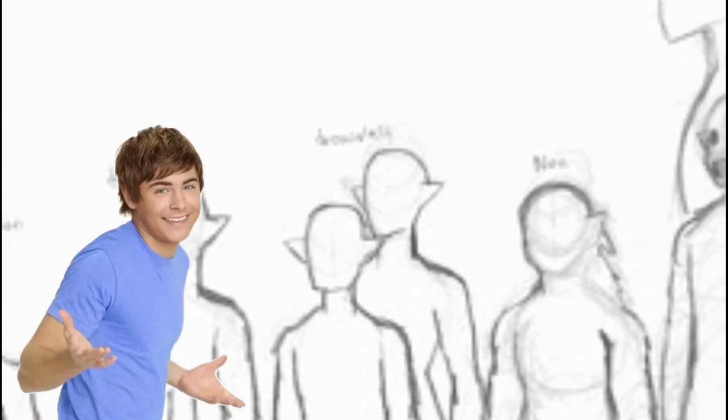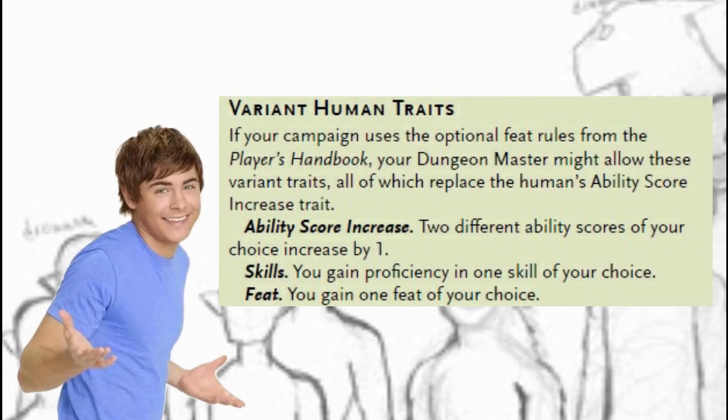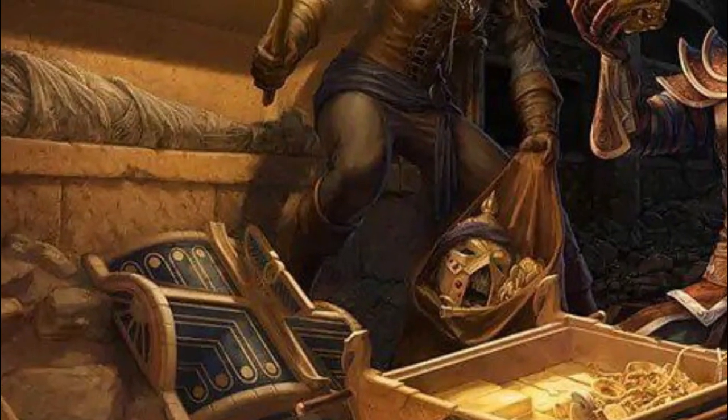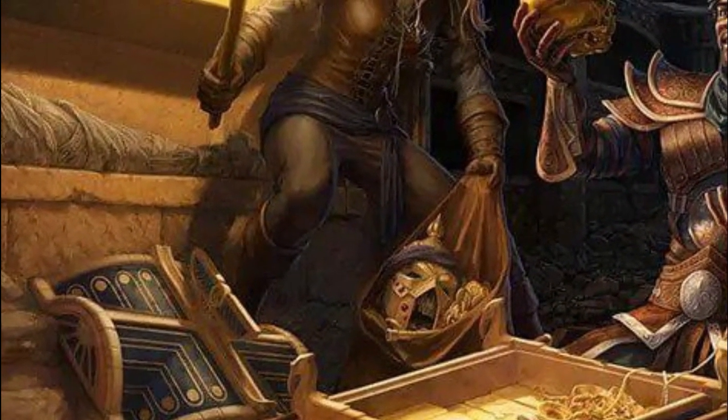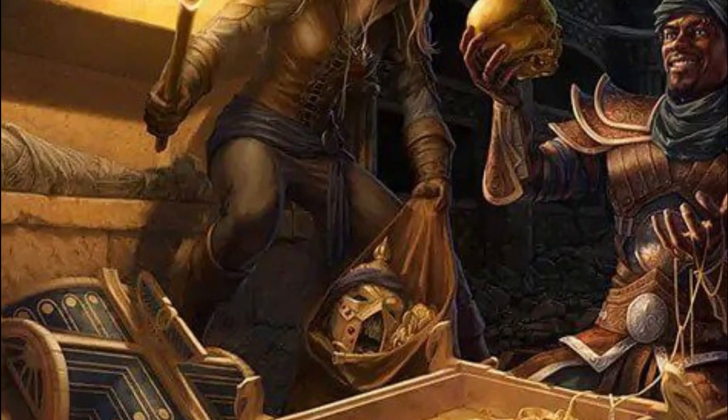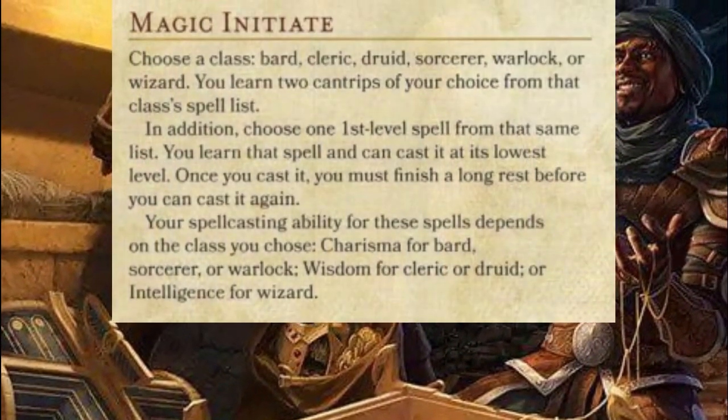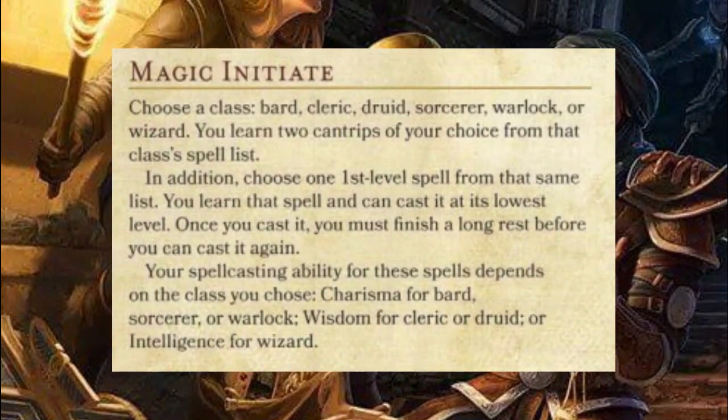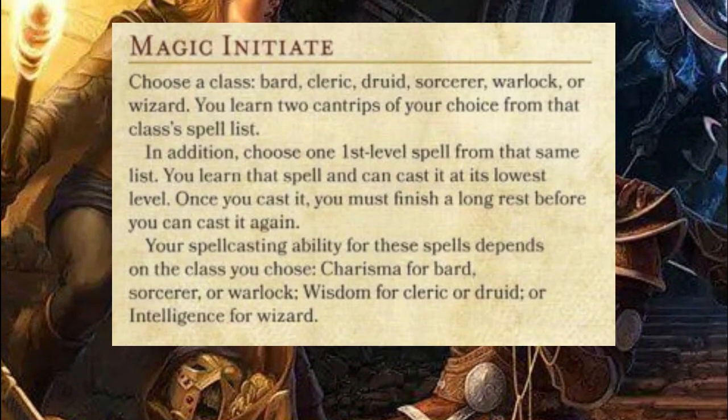Of course, if you go variant human, you can use a feat obtained at level 1. Feats are the second way you can obtain a cantrip. The simplest feat that is available to humans is Magic Initiate, which grants 2 cantrips and 1 first level spell, all from the same class.